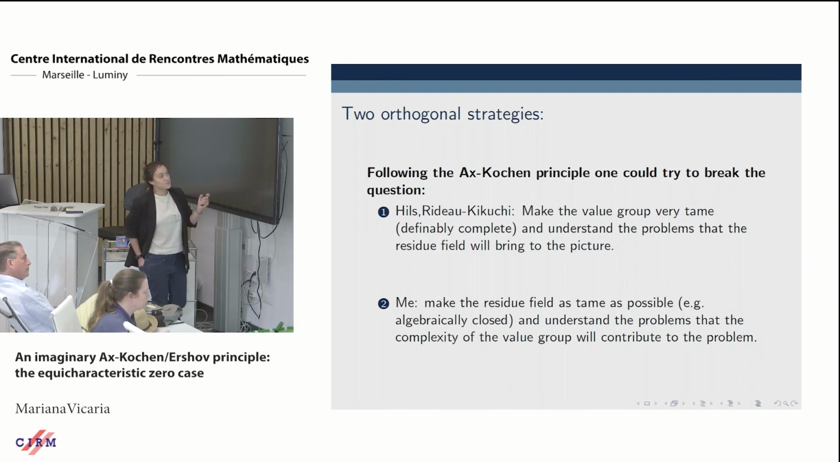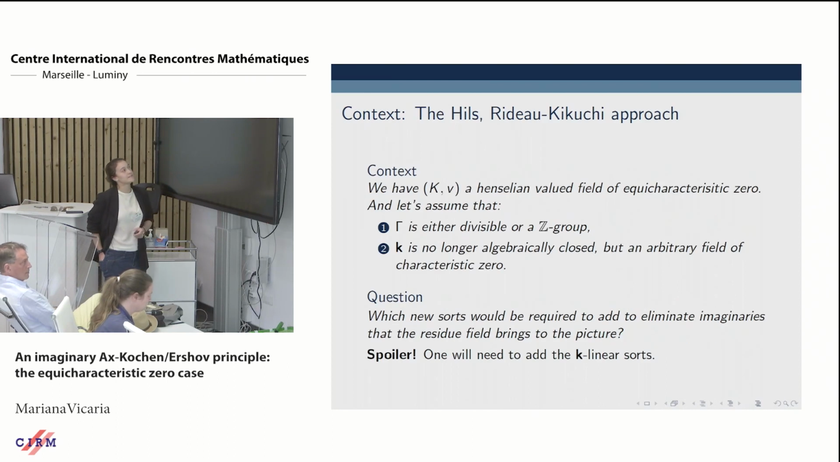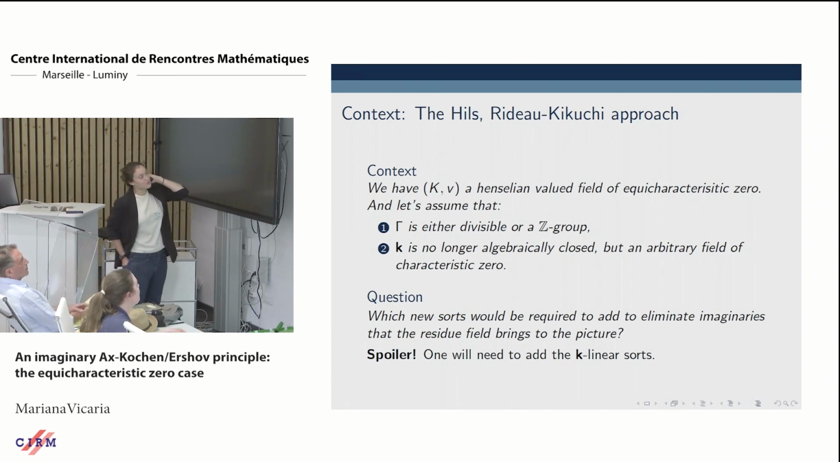So I want to present the results that we obtain in each of these two, and what this talk is about is, in essence, how we, Sylvain and myself, combine these two things to provide a nice result for the equicharacteristic zero case. So let's get back to the Hils-Rideau-Kikuchi approach.